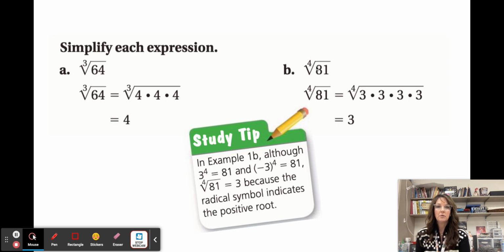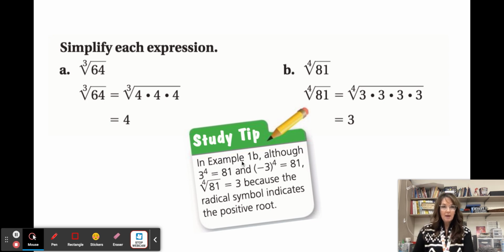In B, the fourth root of 81. We're talking about what times itself as a factor 4 times. So 3 times 3 times 3 times 3. So the fourth root of 81. I might have said 84, I'm sorry if I did. The fourth root of 81 is 3.